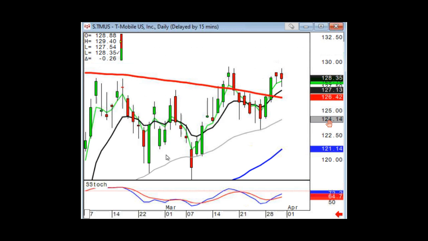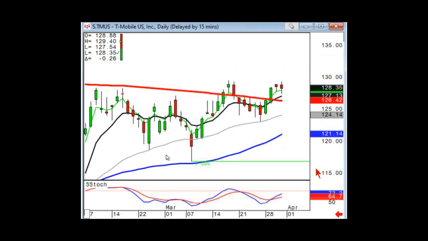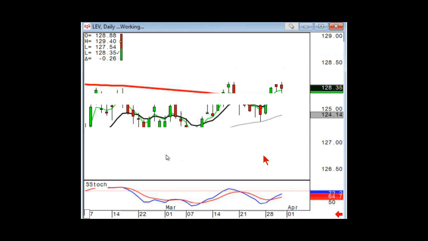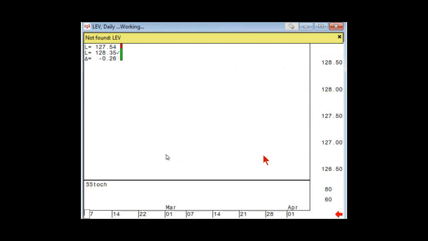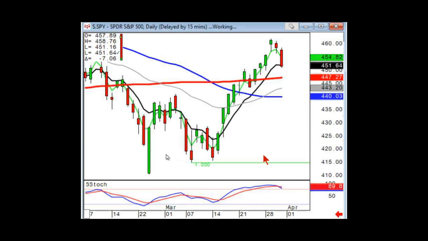T-Mobile, that's an unexciting chart. If you're long, you can stay long as it stays above the T-line. Are you sure that's the symbol? Not coming up. Raymond, if the S&P opens lower tomorrow, they're probably coming down to test the 200.